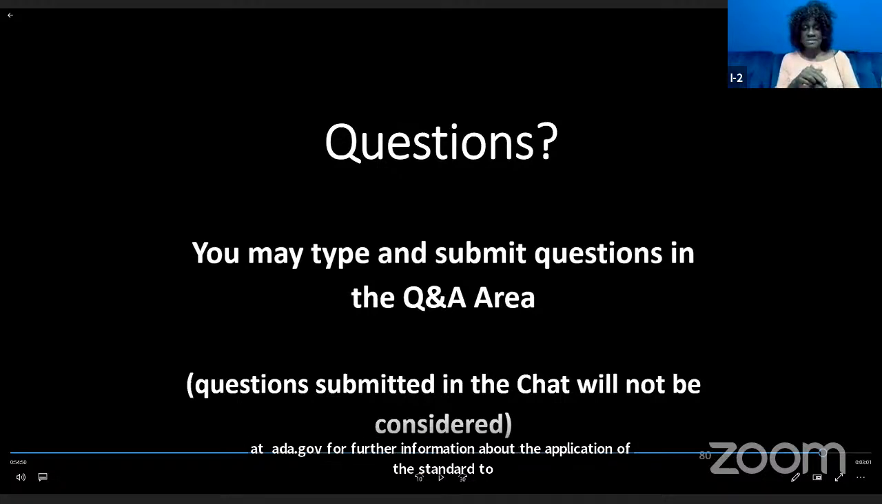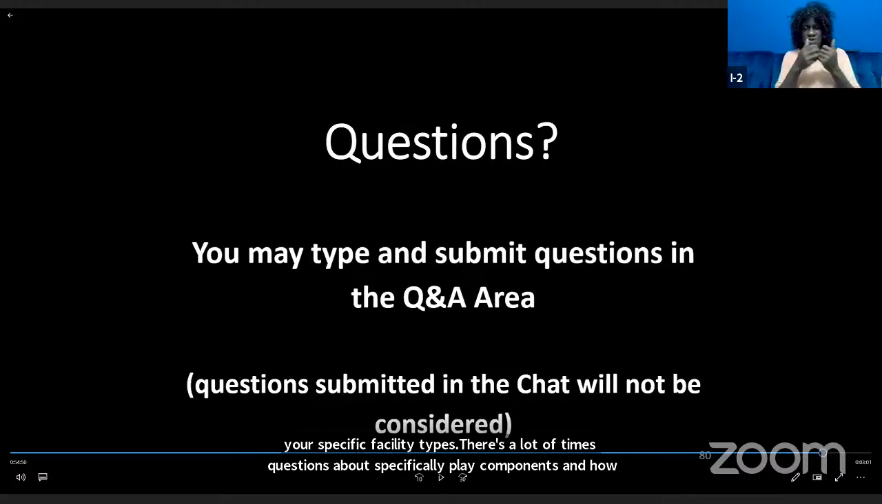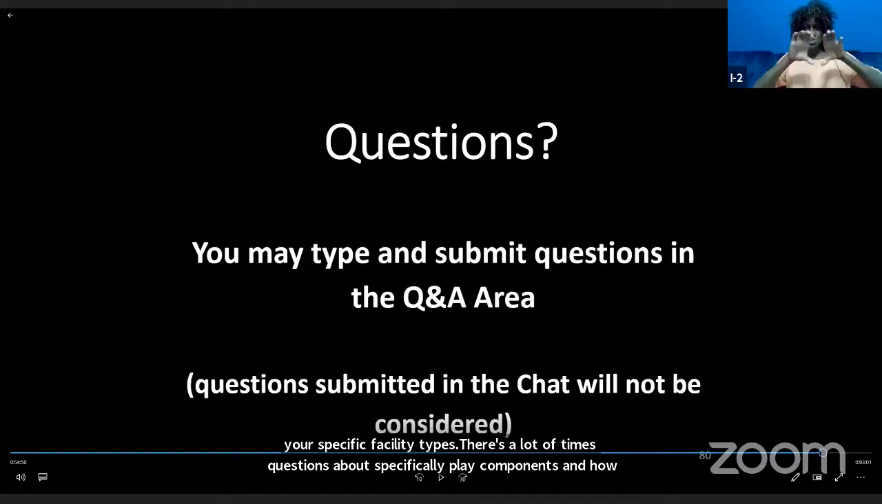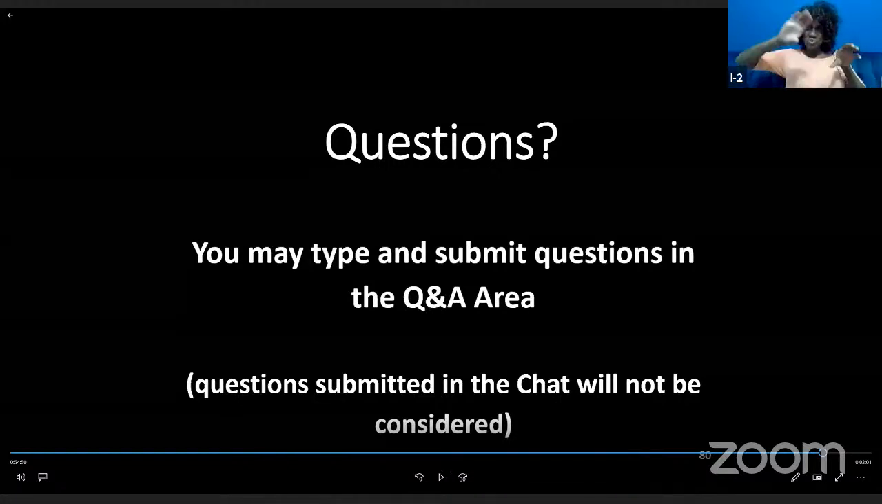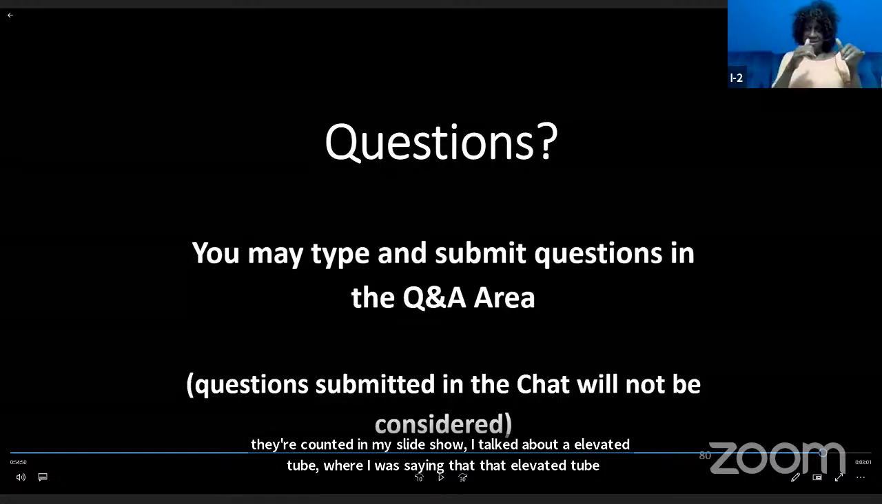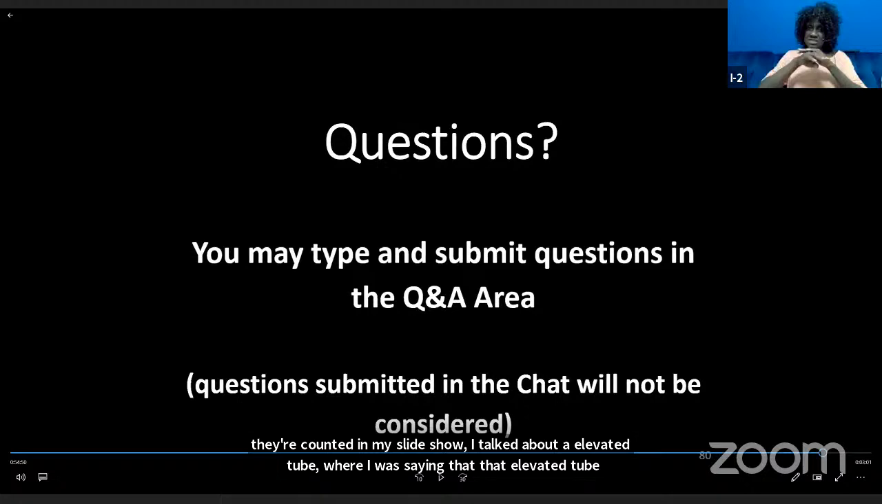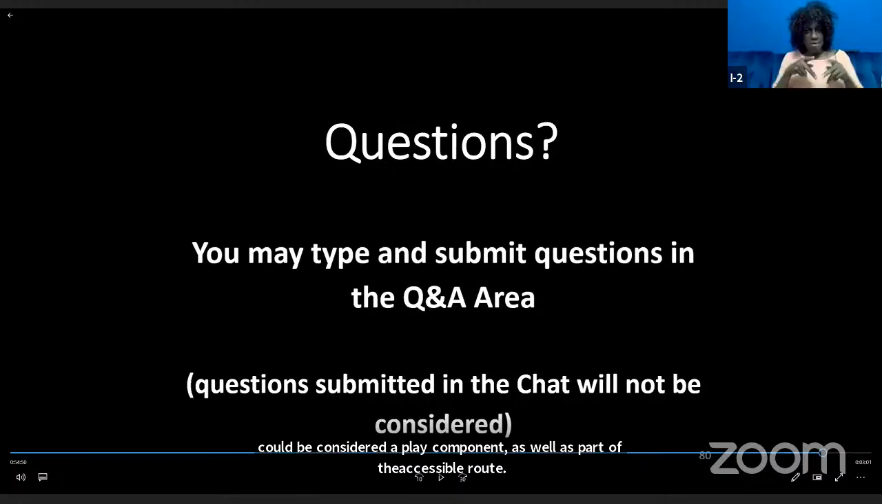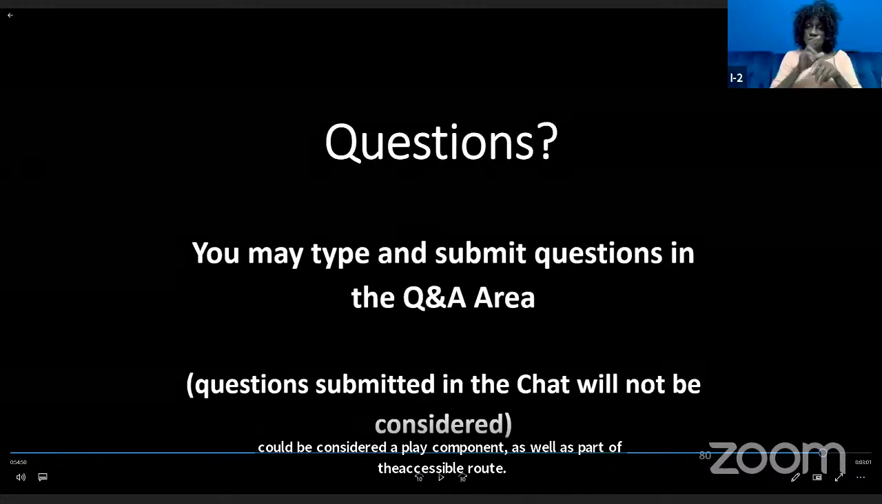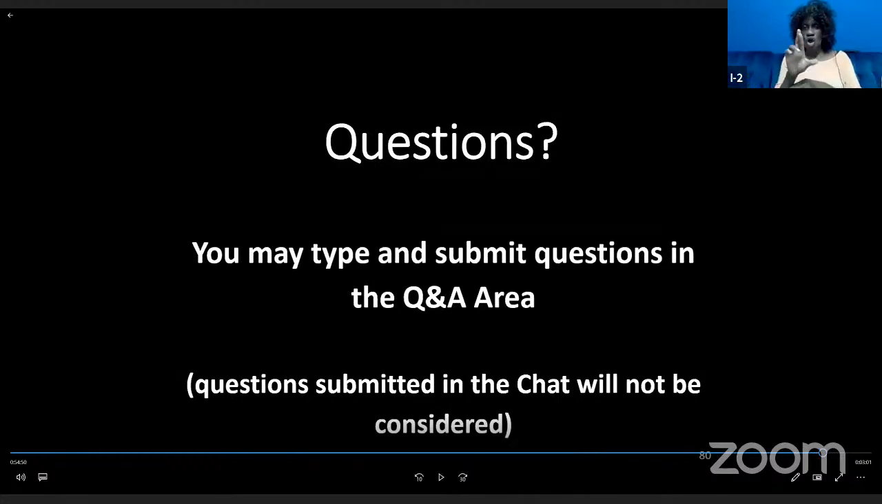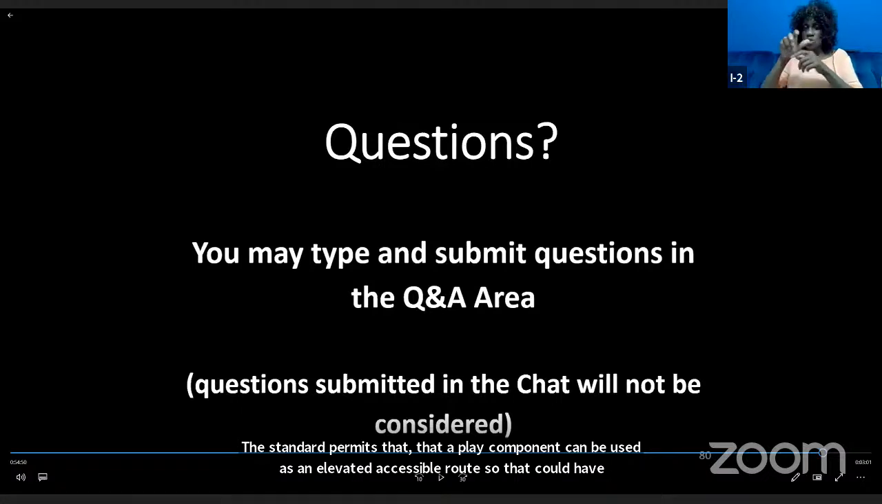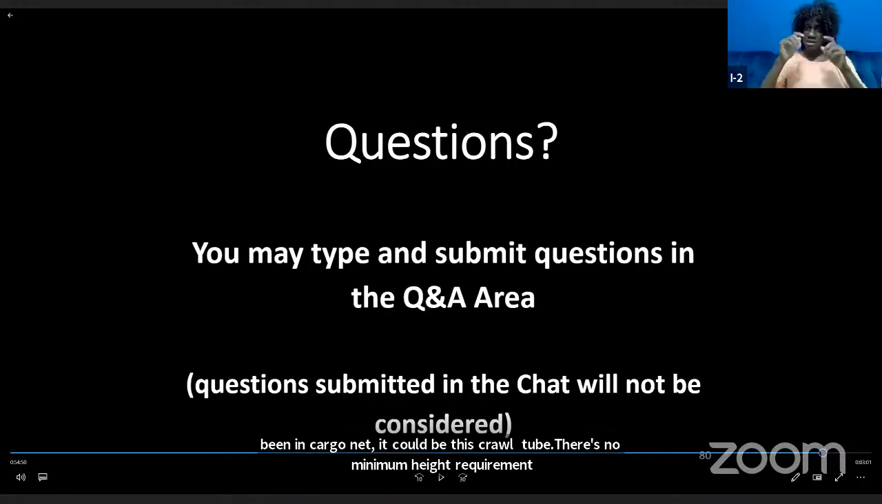There are a lot of times questions about specific play components and how they're counted. In my slideshow, I talked about an elevated tube, where I was saying that the elevated tube could be considered a play component as well as part of the accessible route. The standard permits that a play component can be used as an elevated accessible route. So that could have been a cargo net. It could be this crawl tube. There's no minimum height requirement or minimum width on a play component, but it could be used as an elevated play component and part of the elevated accessible route.